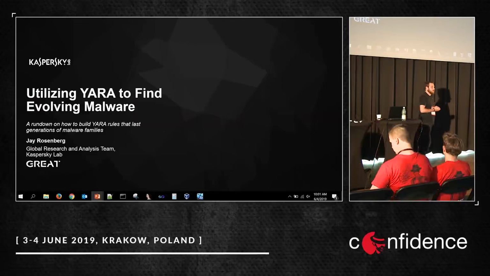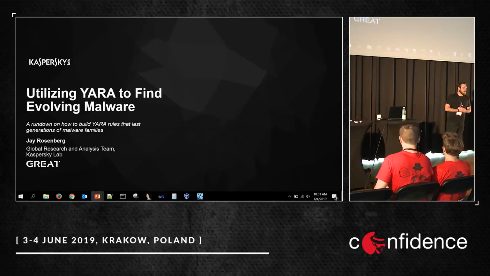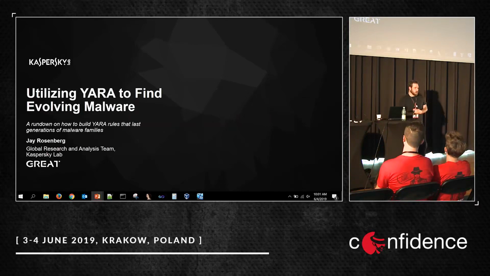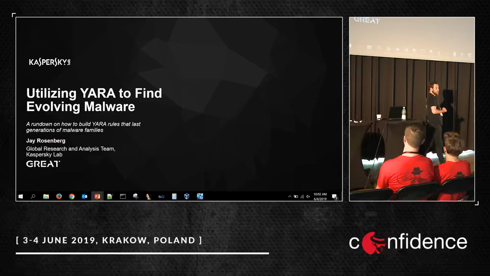Okay, so a lot of you are probably familiar with what YARA is. You build a rule, it's kind of like a signature, and you can use it to hunt malware. Now, a lot of these rules that you see that are being built are built only using strings. And when you start adding in things like string obfuscations, the strings no longer work.